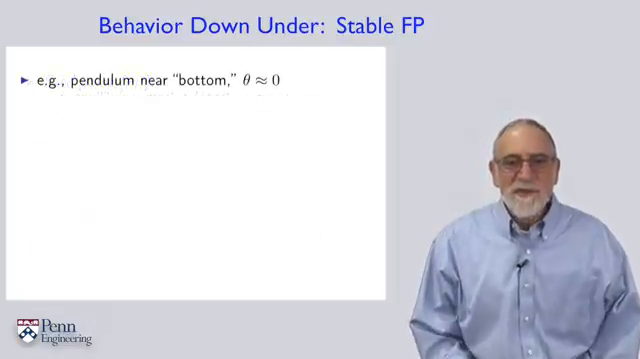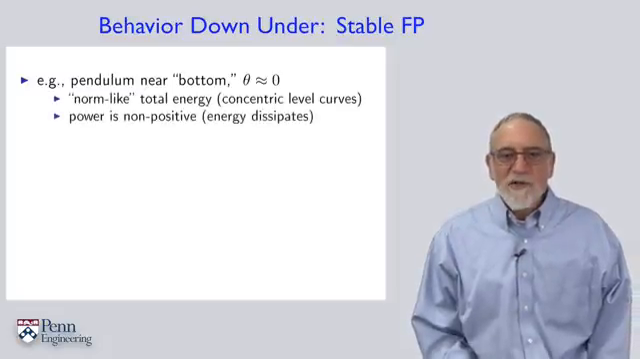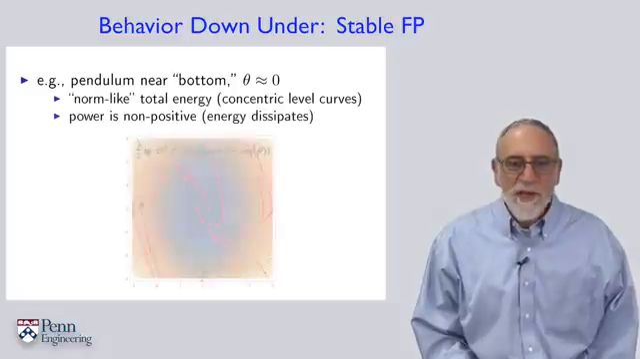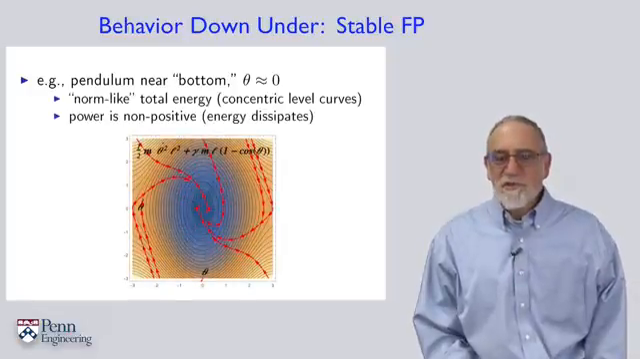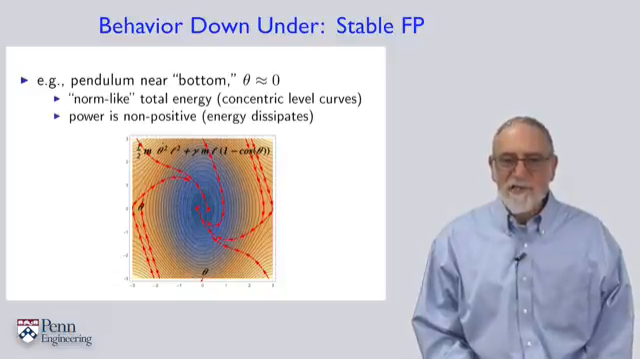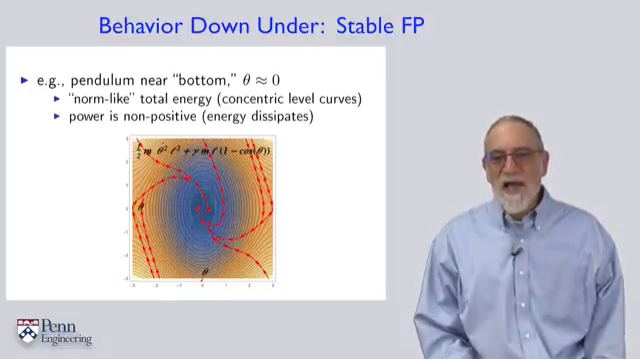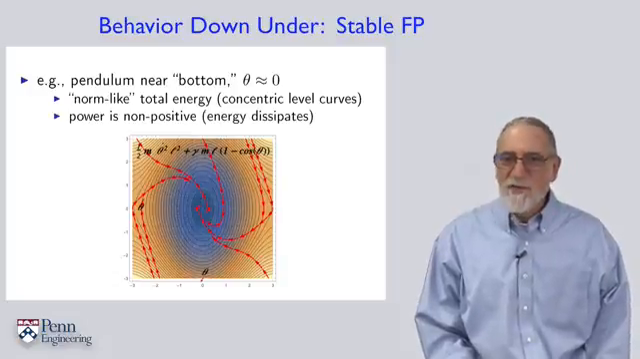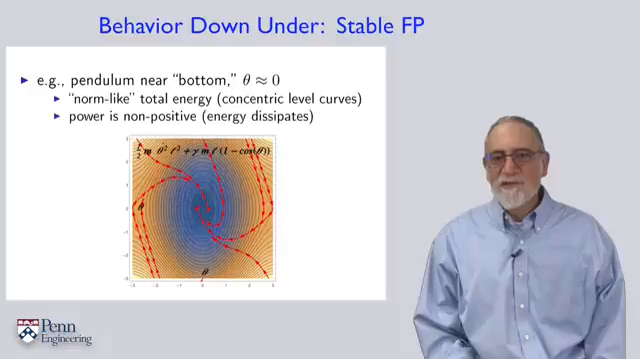Let's look at the pendulum near the bottom, and we'll see that its total energy gives us a norm-like shaped curve. There are closed circles close to the bottom when we express total energy level curves. And since the power is non-positive, we know that we're going to get a red, yellow, blue picture in the nonlinear setting, just like what we got in the linear case. In the linear case, these red curves were analytically determined.